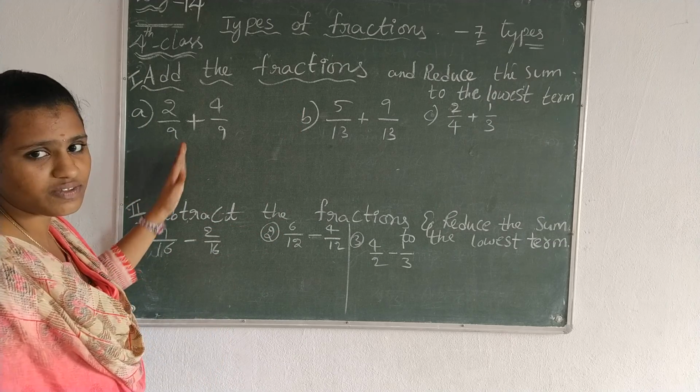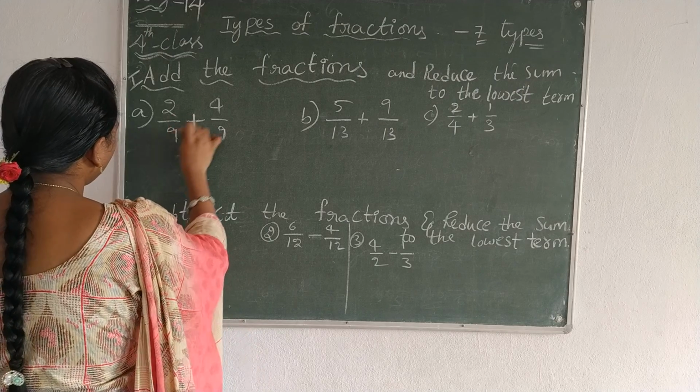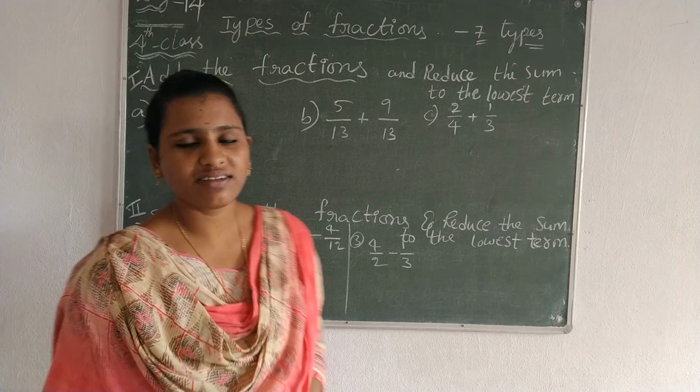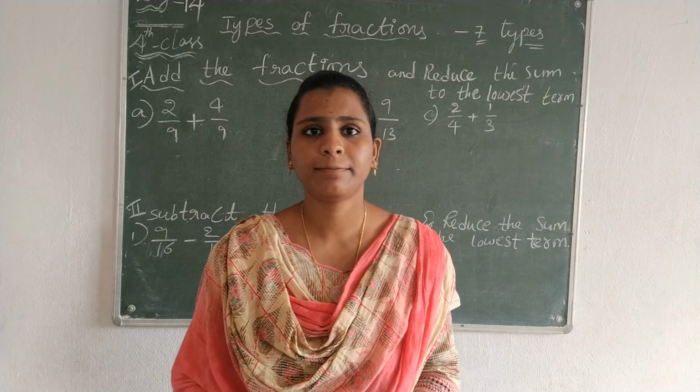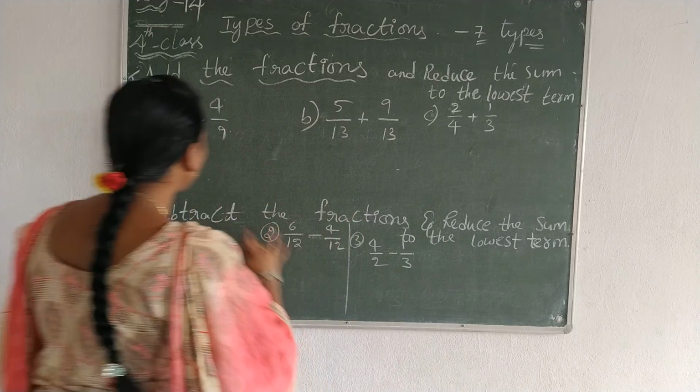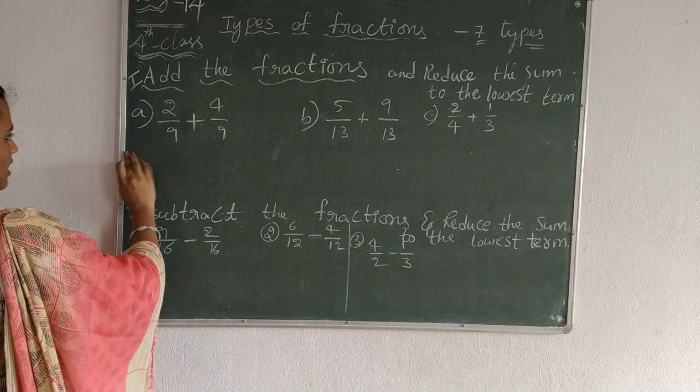Let's see the first one, 2 by 9 plus 4 by 9. We have two denominators that have the same number. So what is a like fraction? So how to add this sum? Let's see.